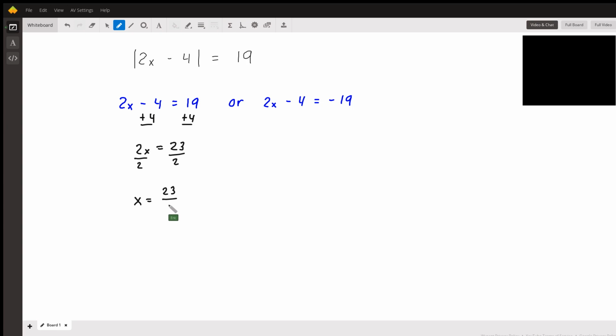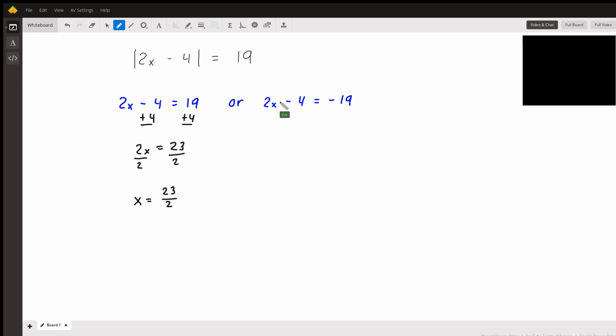Now you could convert this to a decimal. You don't have to. Actually, I'll just check what the decimal approximation would be by my calculator. So 23 divided by 2 equals 11.5. So you could write 11.5 if you want to. I just prefer to leave it as a fraction because it takes less work.